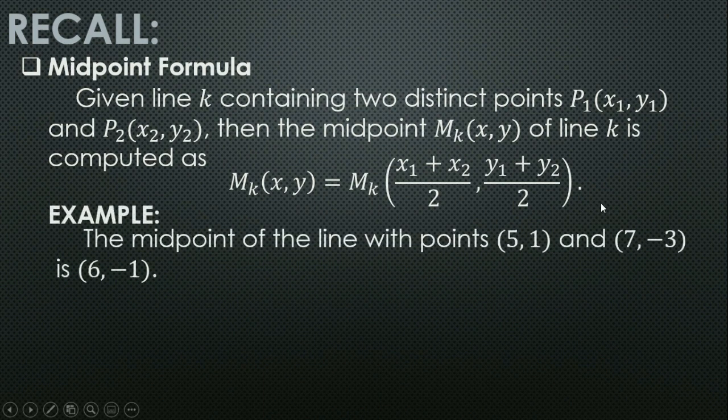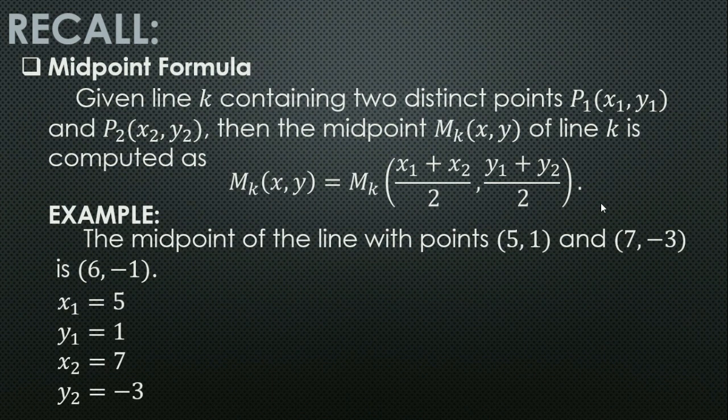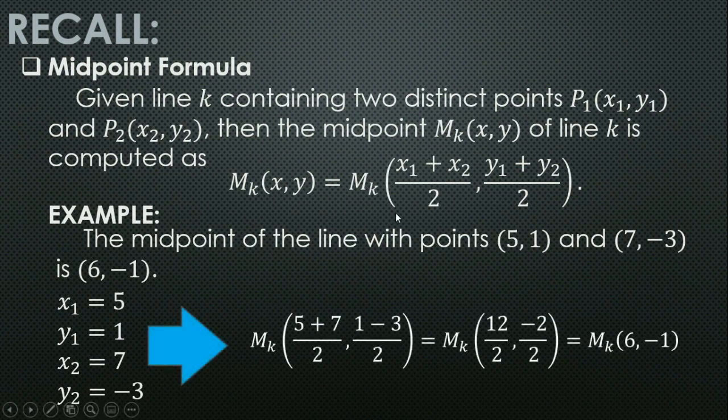Example, the midpoint of the line with points 5, 1, and 7, negative 3 is 6 and negative 1. So, paano yan nakuha? Just like in the previous examples, let's identify the given. X sub 1 is 5, y sub 1 is 1, x sub 2 is 7, y sub 2 is negative 3. Substituting these in this formula, we have x sub 1 is 5, x sub 2 is 7, y sub 1 is 1, y sub 2 is negative 3, then all over 2.